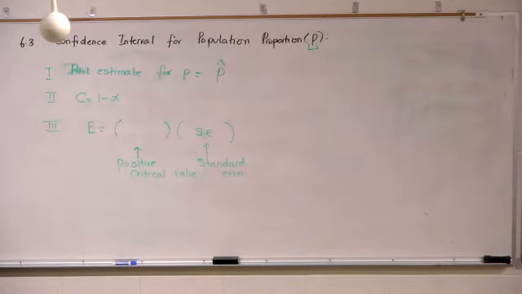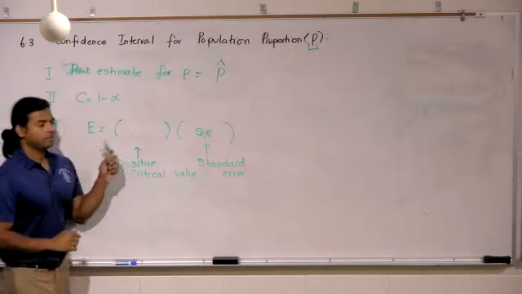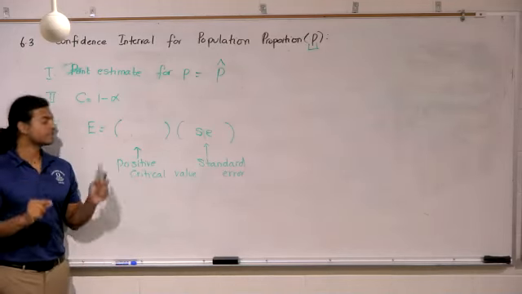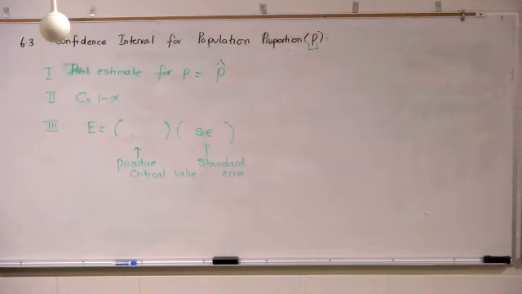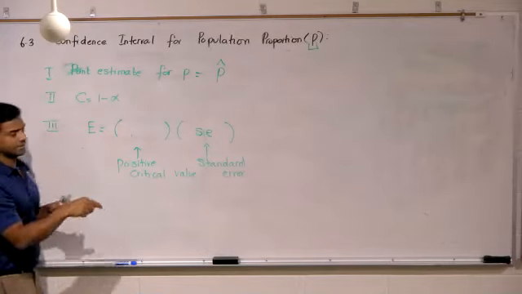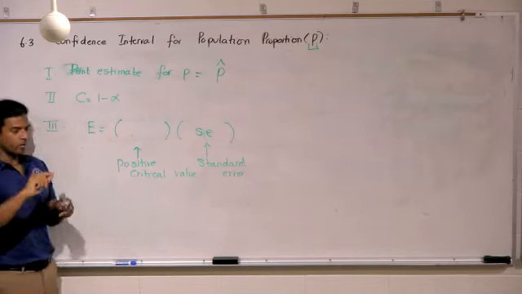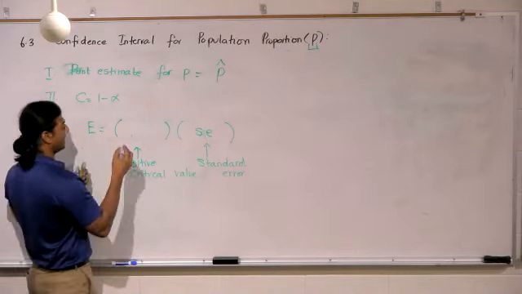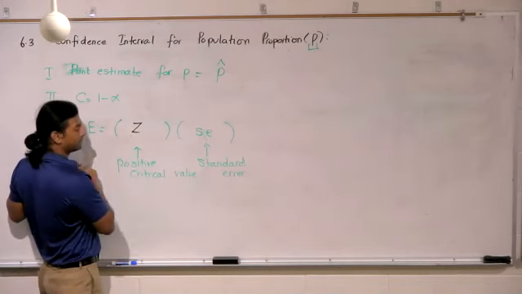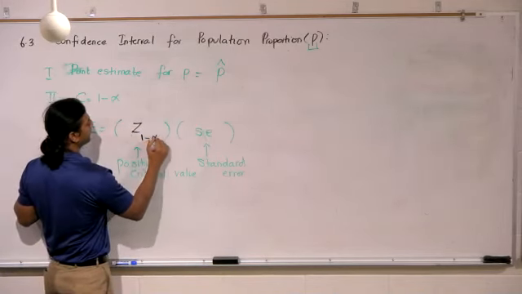I just call it SE because it's a lengthy formula. I'm going to write it on the side. So what distribution did we use to find the critical value last time? Inverse T. So if you look at the notation, I use T sub 1 minus alpha over 2, comma, n minus 1. Here, it's simply Z sub 1 minus alpha over 2.